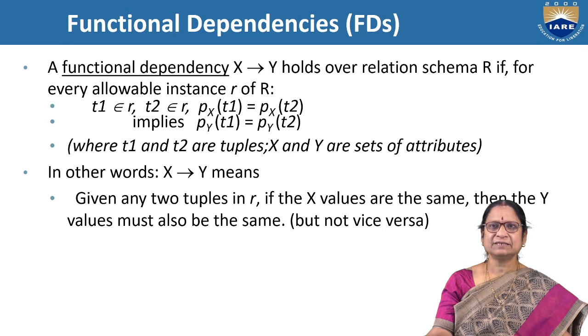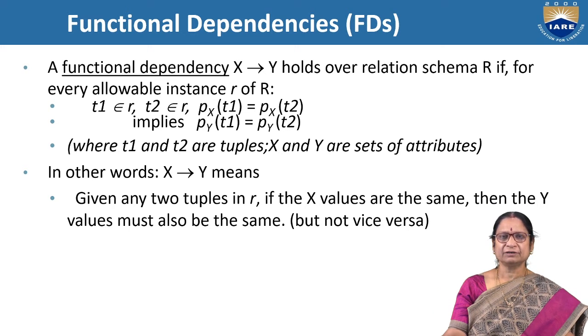So, a functional dependency is defined as: for any two tuples in R, if x values are equal, then the corresponding y values also must be equal. For any pair or all pairs of tuples, then we can say x functionally determines y, or y is functionally dependent on x. And remember, if x determines y, then y need not determine x. Vice versa need not be true. It may be true or it may not be true, depending upon the dependency constraints.